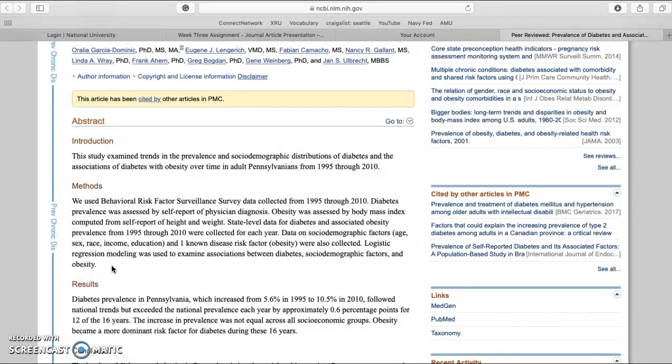So there's different types of diabetes, one being worse than the other. But for the sake of this research article, we're going to cover diabetes as a whole.